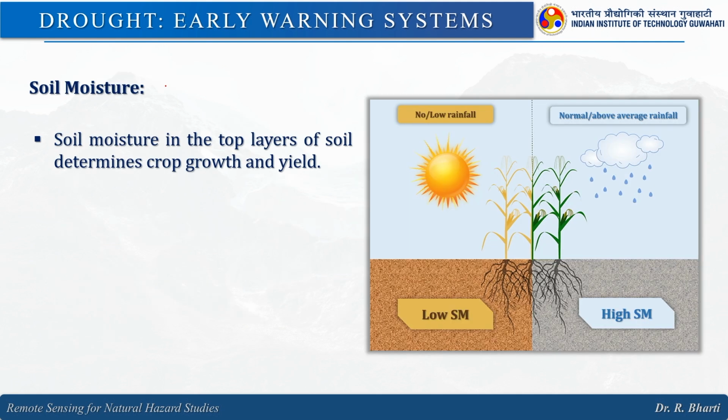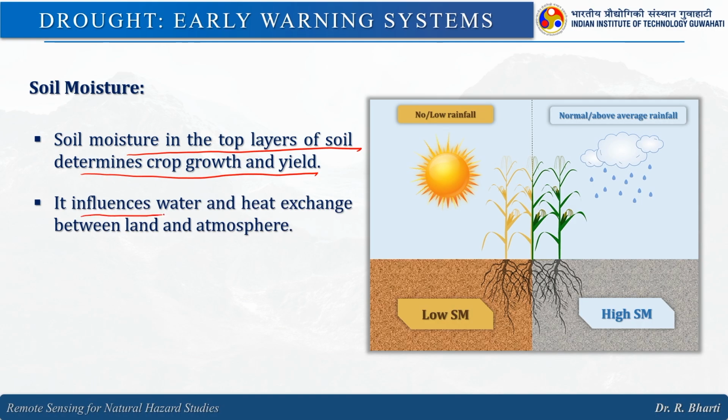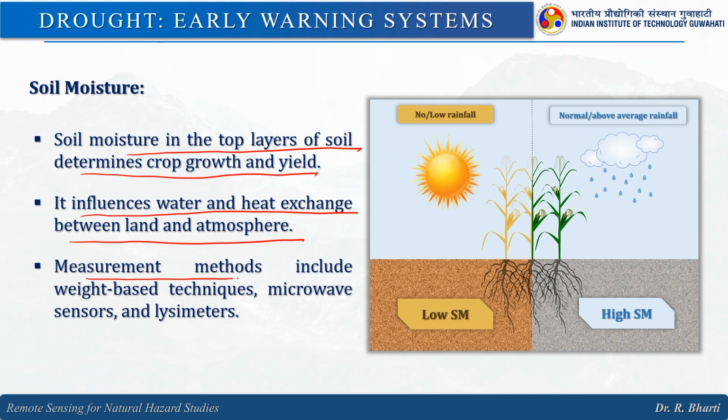Then comes the soil moisture. Soil moisture in the top layers of soil determines crop growth and yield. It influences water and heat exchange between land and atmosphere. Measurement methods include weight based techniques, microwave sensors and lysimeters, right.